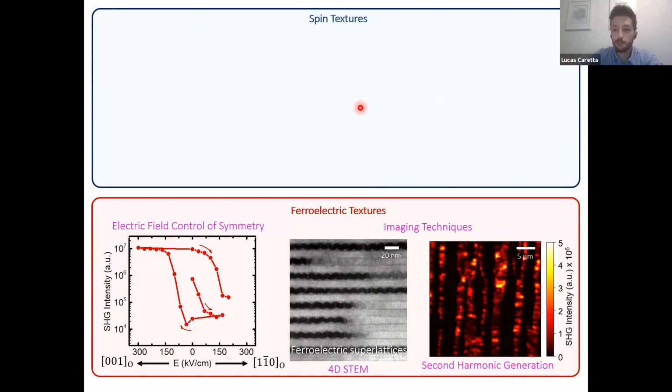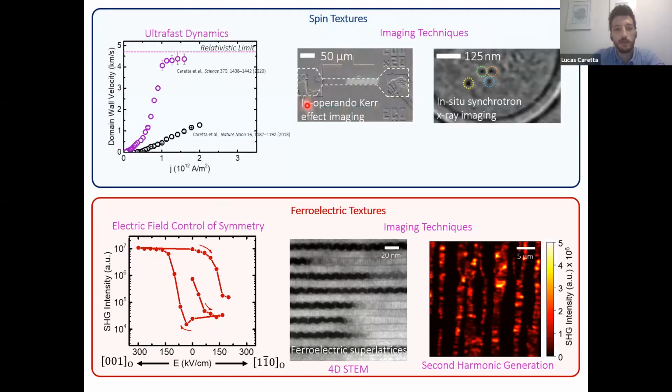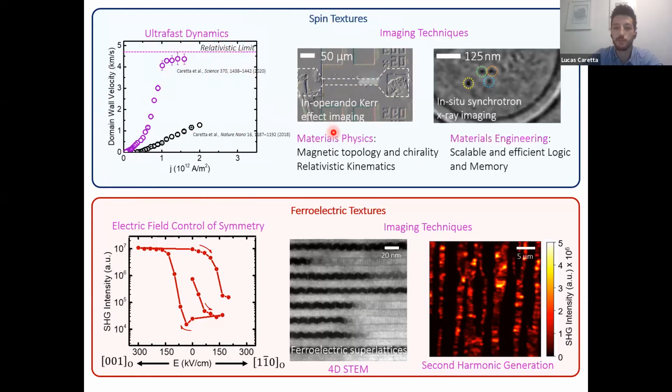We can use a similar platform or a similar understanding to look at spin textures as well. We can use these very similar in operando and in situ imaging techniques, such as Kerr microscopy, as well as synchrotron imaging techniques, if we need them, to really uncover physics of the system. What I'll talk about today is how we can harness both the synthesis and these imaging techniques to drive domain walls to fundamental limits. In fact, what I hope to prove to you today is we can drive domain walls and other solitons to relativistic limits, helping us uncover interesting materials physics and hopefully having some engineering impact.